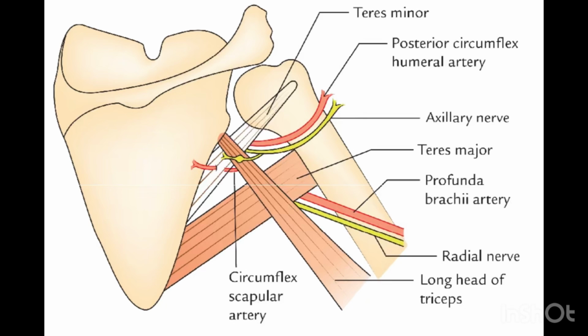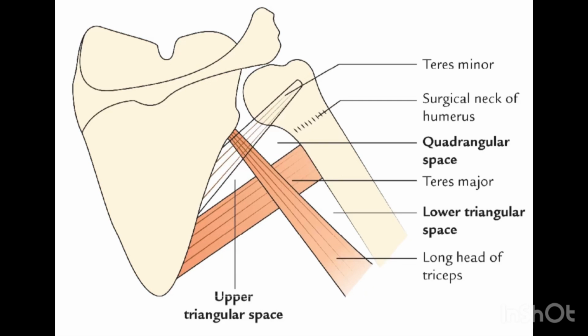So what is passing through this upper triangular space? You can see the circumflex scapular artery. The circumflex scapular artery traverses the upper triangular space, both the artery and the vein of the circumflex scapular vessels. The circumflex scapular artery is a branch of the subscapular artery. The subscapular artery is a branch of the third part of the axillary artery, both the artery and the vein. So now the next one we'll be talking about is the lower triangular space.